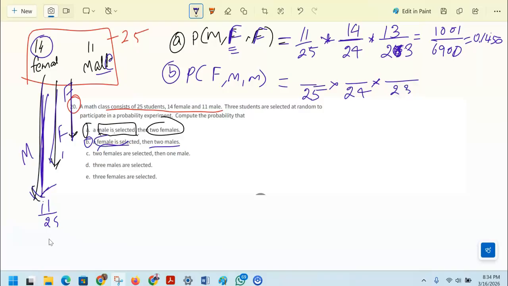So the first will be female. There are 14 of them, so this will be 14. And then you want male, right? So out of this 11 male, this will be 11, and this will be out of 10. And if you work that out, you get 1540 divided by 13800, and if you use calculator, you get 0.111.